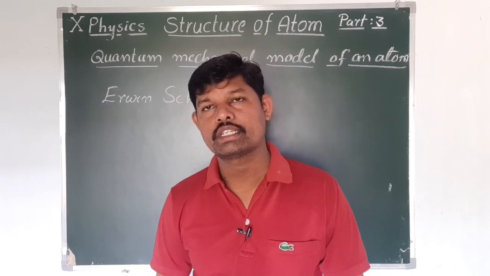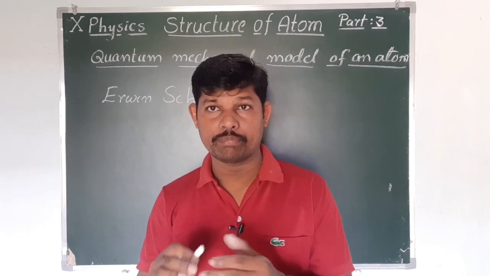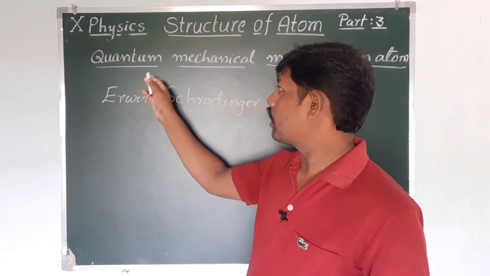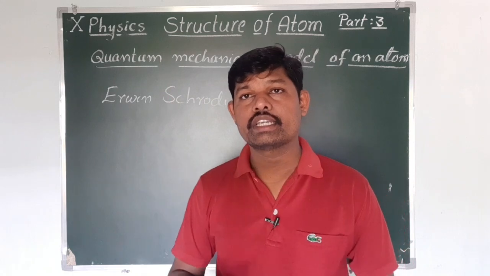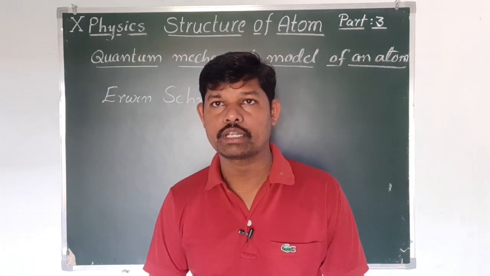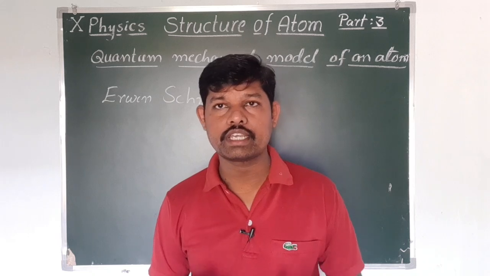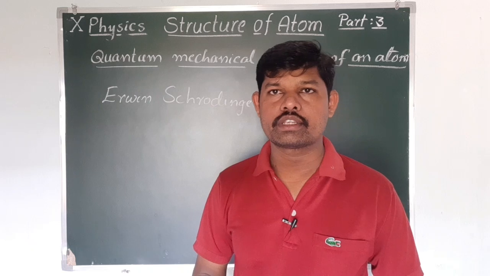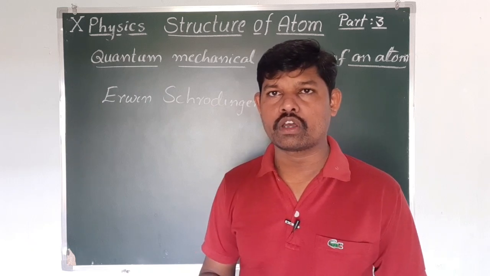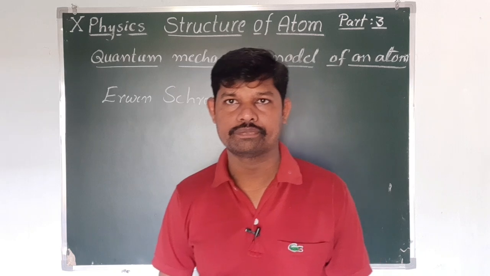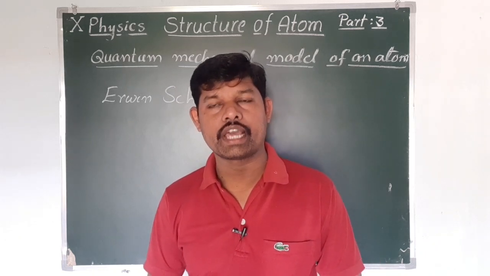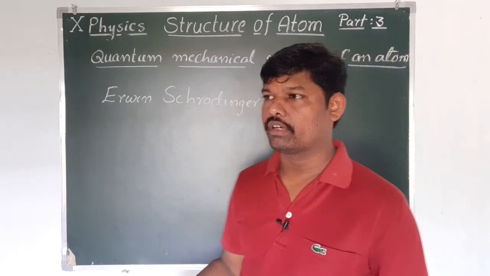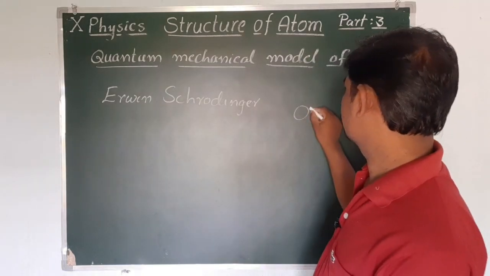Bohr suggested boundaries, paths, states. But the quantum mechanical model suggested that there are regions. It is not boundaries, it is not paths. It is regions. At a particular time, around the nucleus in a certain region, electrons will be present in an atom. So what is this region around the nucleus? That is called an orbital.